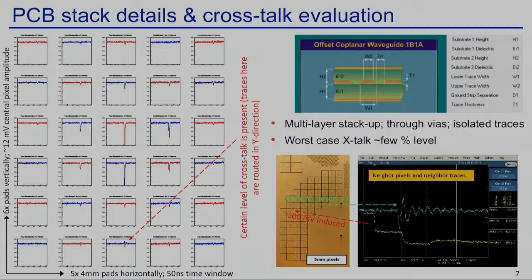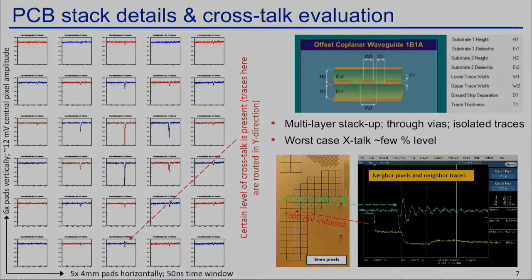And it turned out that by building the internal stack of the board in a proper way, one can definitely reduce this crosstalk to percent level. What is shown here is a direct measurement where you inject a signal, a square pulse, in 1 pixel. You check the induced signal on the neighbor pixel, and it's 10 out of 500 millivolts.